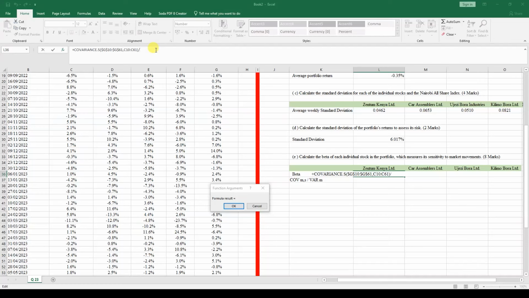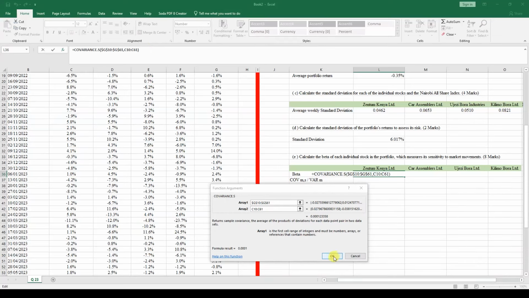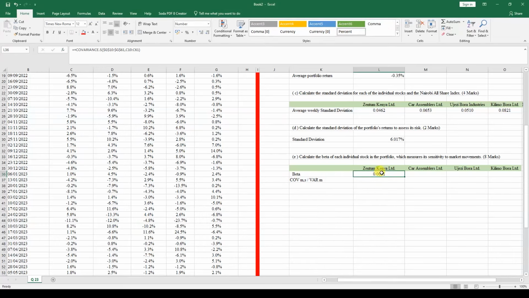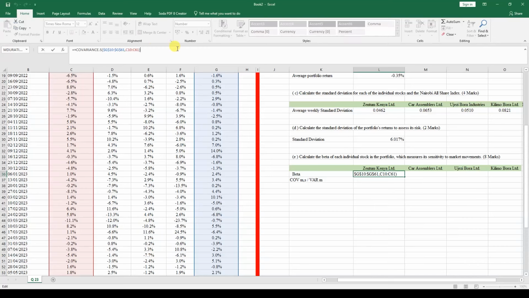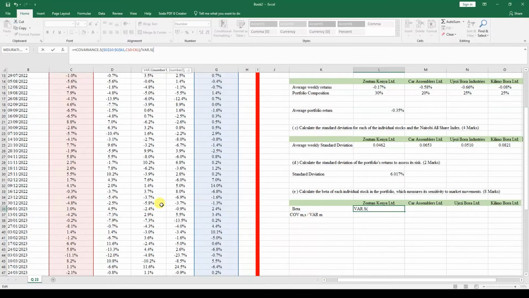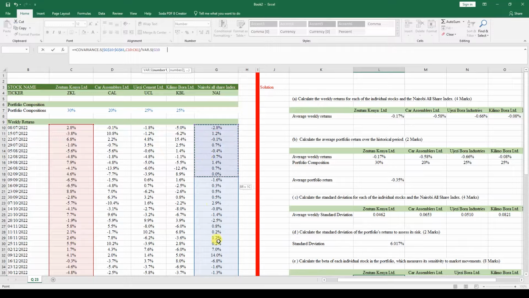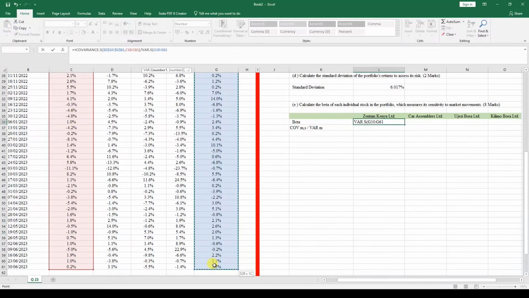We divide against variance of the market. But before we do the variance, we can say okay, because that's just the covariance, as you can see from the formula. Then we continue and say divided by the variance, not VAR.P but VAR.S, sample variance of the market. So we pick the variance of these values here and we lock it. Press F4 like that, and we close the brackets.